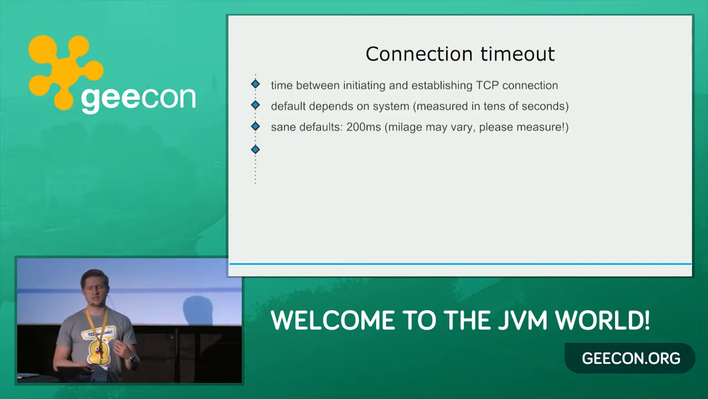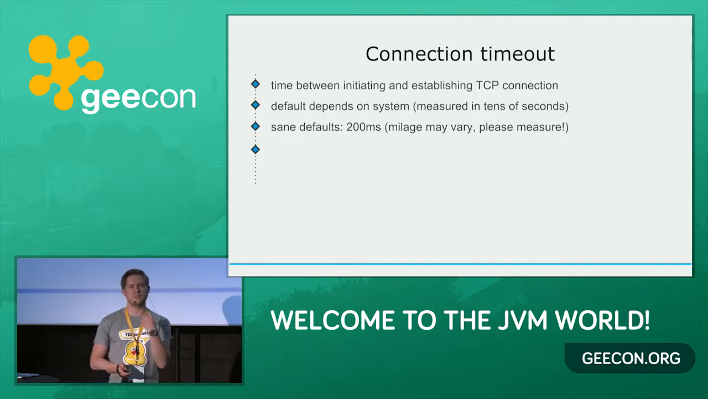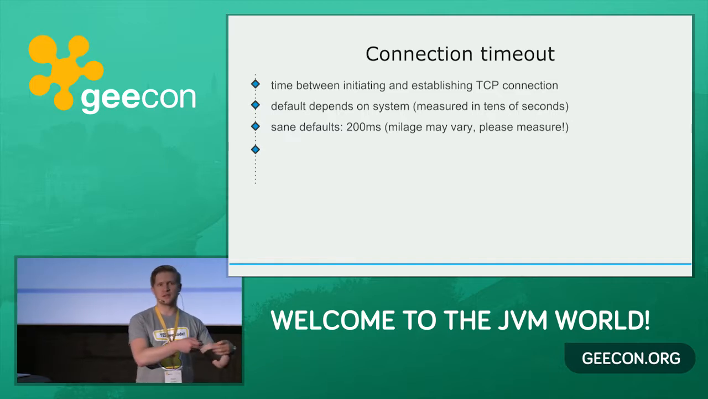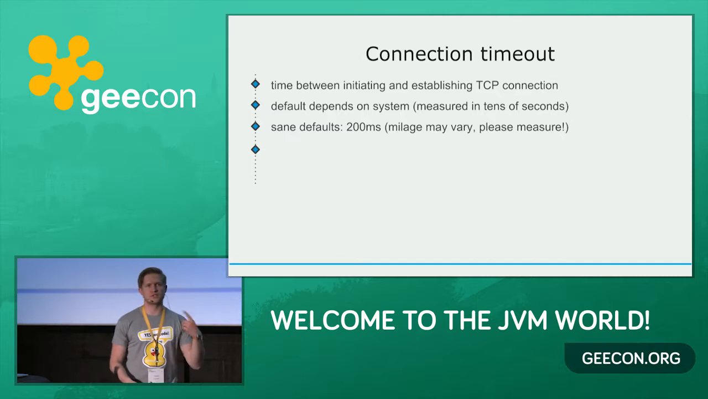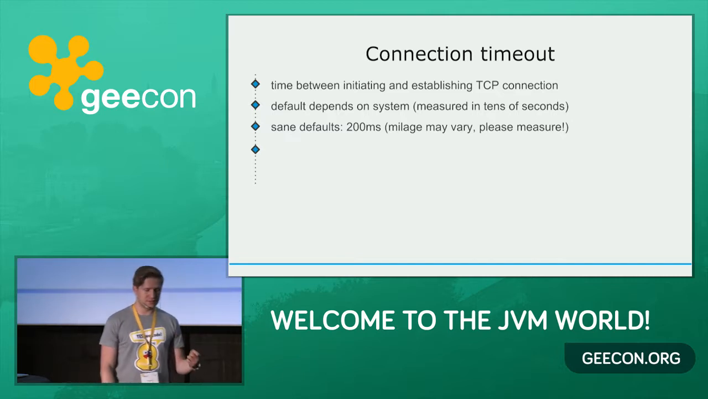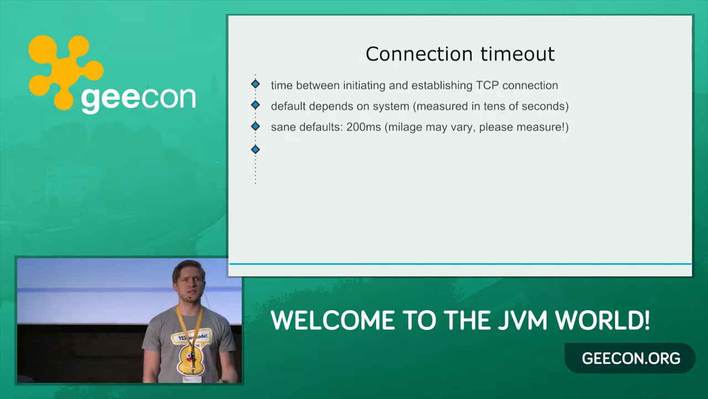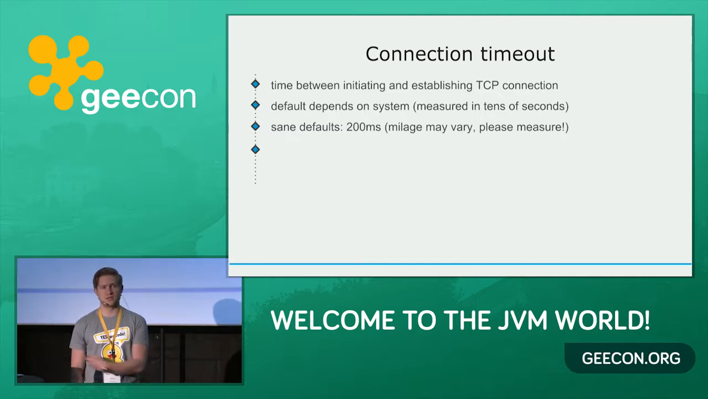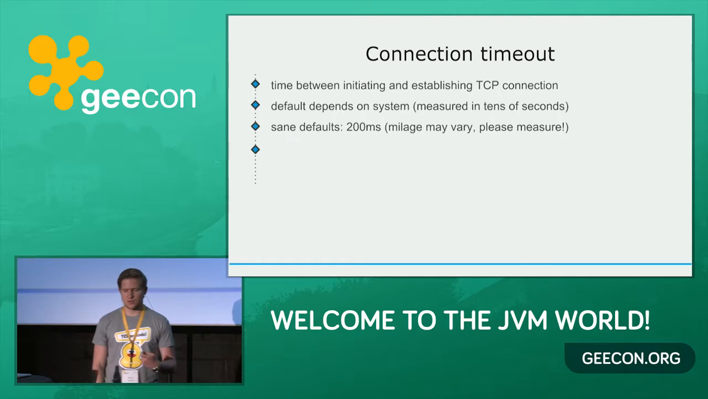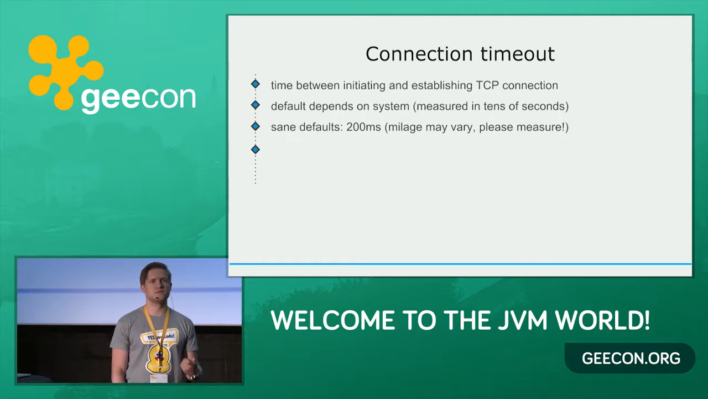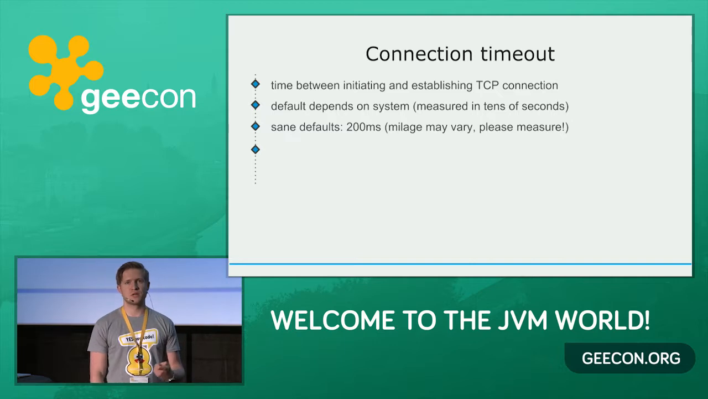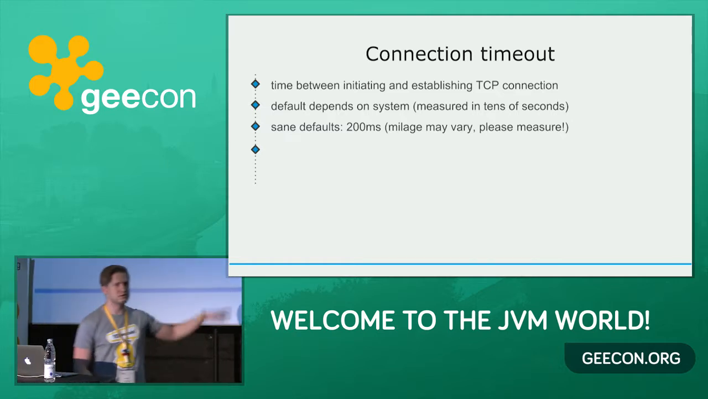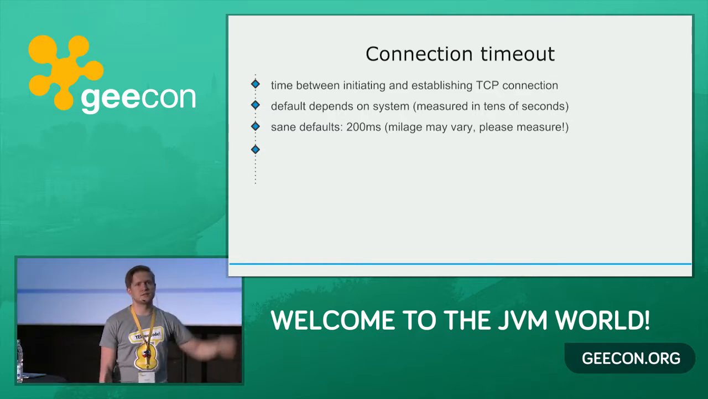And so connection timeout is a time between initializing the connection and actually making it happen. And we can amortize this cost by using connection pools, but even if we have connection pools, we have to make the first connect anyway. And the thing is that defaults are insane. Once again, they depend on the systems we're running on, and they are measured in tens of seconds. We're going to see this in an example in a minute. And so we need to give some sane defaults. Of course, you should measure the thing, but for me, sane default for connection timeout is something around 200 milliseconds. So compare this to the tens of seconds as the system defaults.